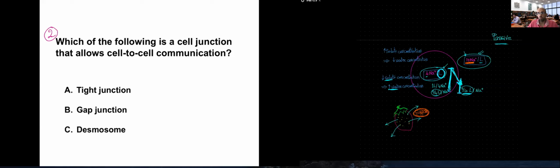Again, what was your answer? Which of the following is a cell junction that allows cell-to-cell communication? The ones that allow the signals to travel freely between the cells. What do we call this? We call it gap junction.